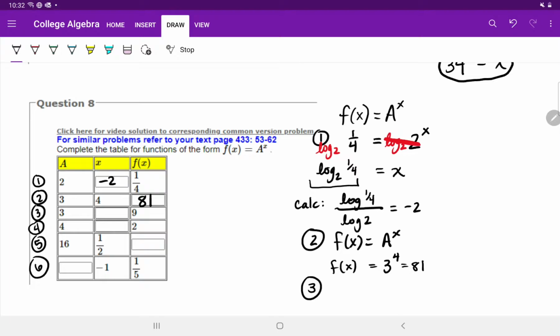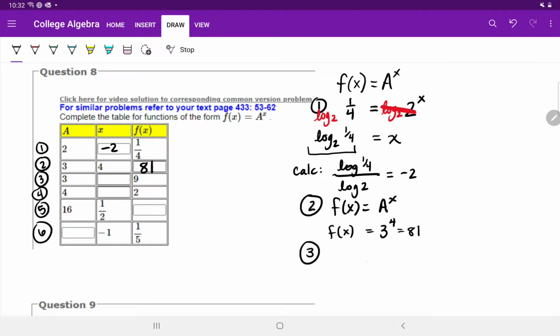For number 3, we have a is 3, x is unknown, and f of x is 9. If we want to solve for x in this problem, we have to undo this 3. We do that by taking log base 3 of both sides. So on the right-hand side, the log base 3 of 3 are going to cancel each other out, leaving us with just an x on the right. Then on the left, we have log base 3 of 9.